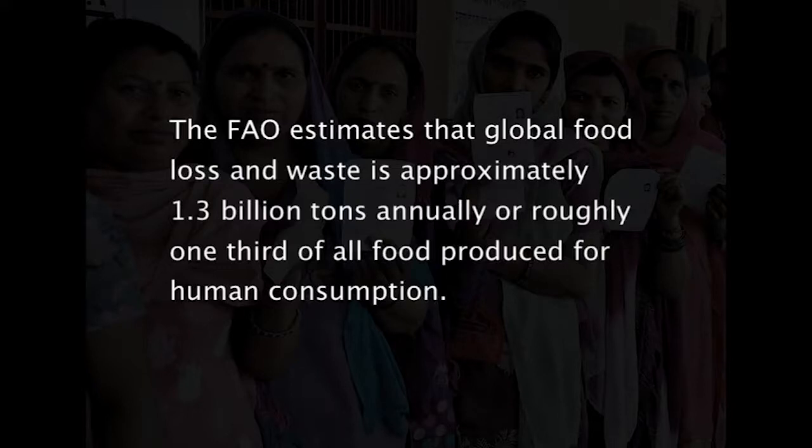The FAO estimates that global food loss and waste is approximately 1.3 billion tons annually, or roughly one third of all food produced for human consumption. Food loss and waste occurs at points throughout the food supply chain, from the field through to household level, and occurs across the global socio-economic spectrum.